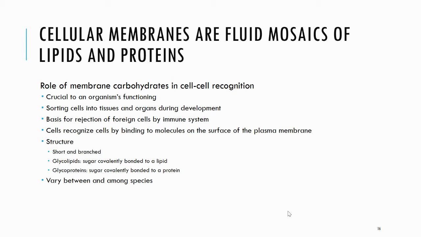Cells recognize cells by binding to molecules on the surface of the plasma membrane. The structure of these carbohydrates for cell recognition are short and branched. They can be glycolipids, which is a sugar bonded to a lipid, or glycoproteins, where a sugar is bonded to a protein. And these will vary between and among species. So even though we're all human, ours do not all look exactly the same, and that's okay.